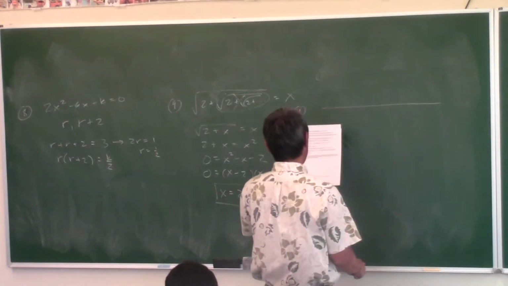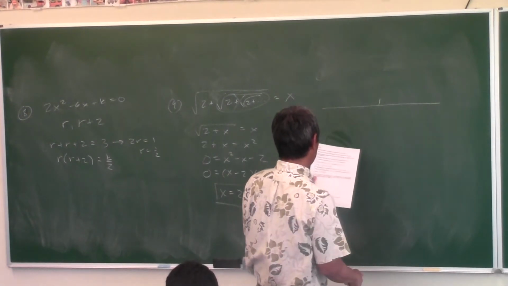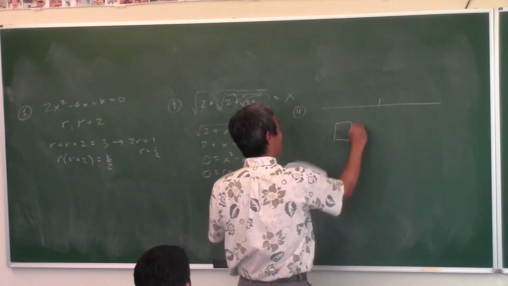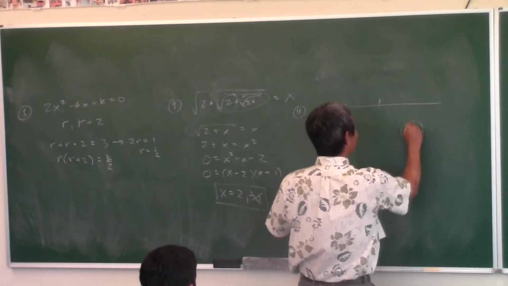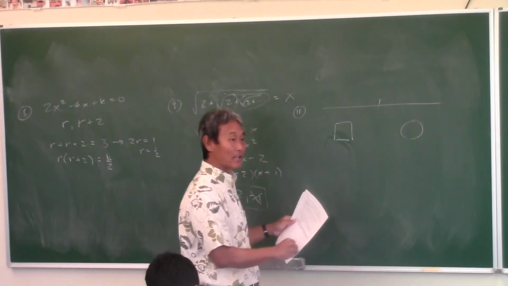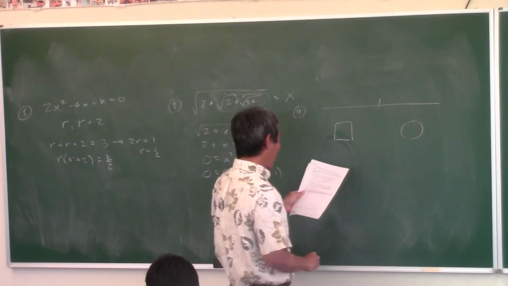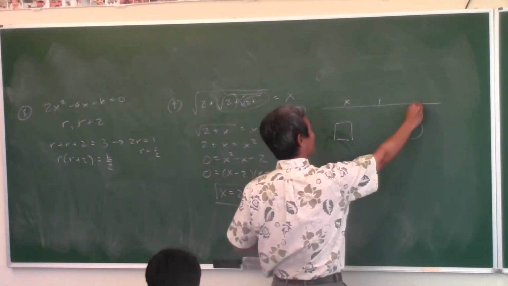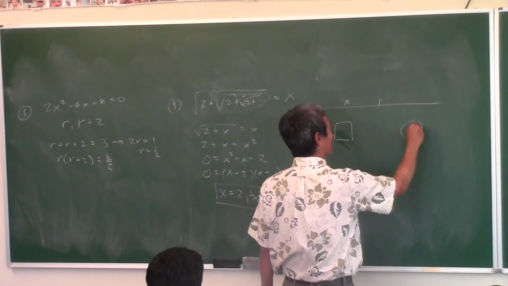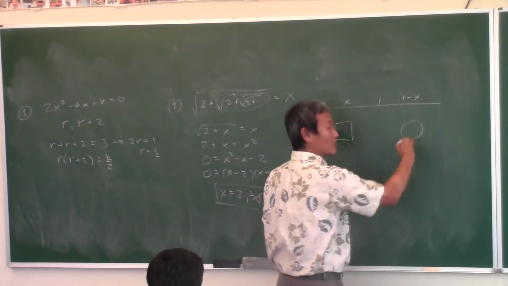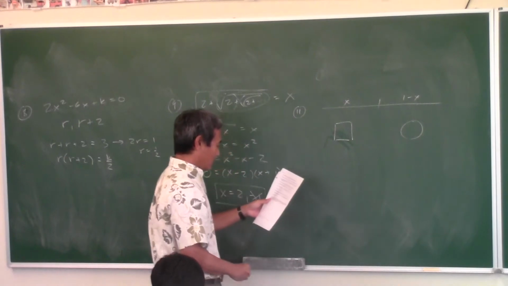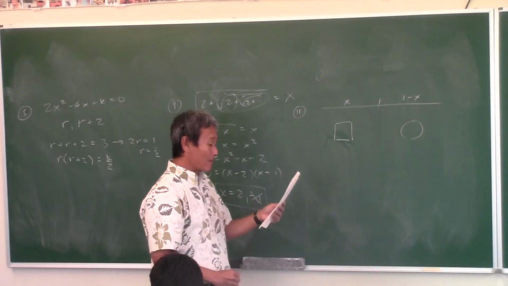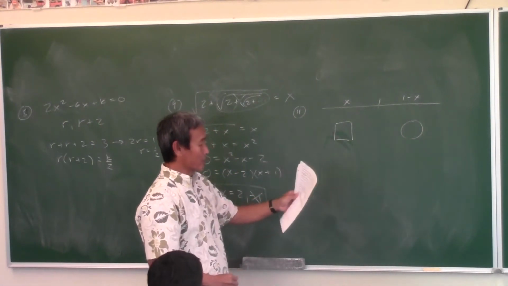Here is a wire. It's 1 meter long. I'm going to cut it into two pieces. One, I'm going to bend into a square. So this one bends into a square. This one you bend into a circle. You have to understand the problem. X represents the amount of wire used to make the square. Therefore, how much is used to make the circle? 1 minus x is bent into a circle. Find x so that the sum of the areas of the square and the circle is a minimum.